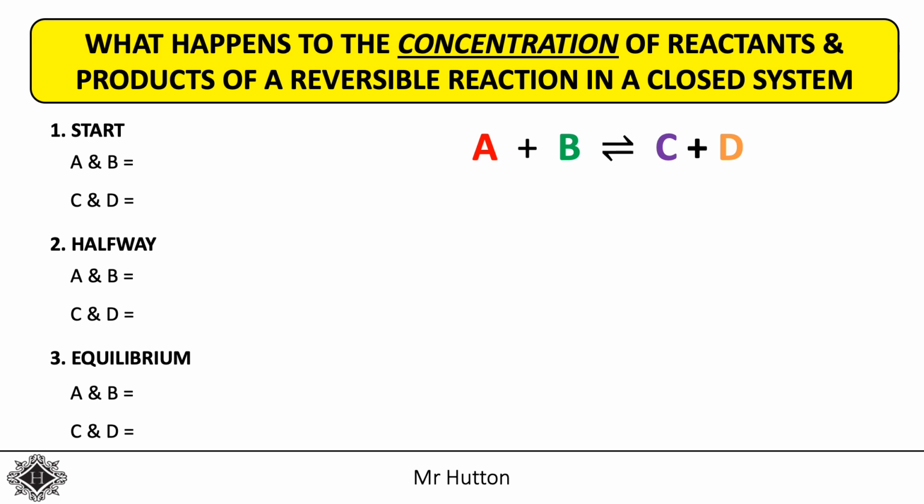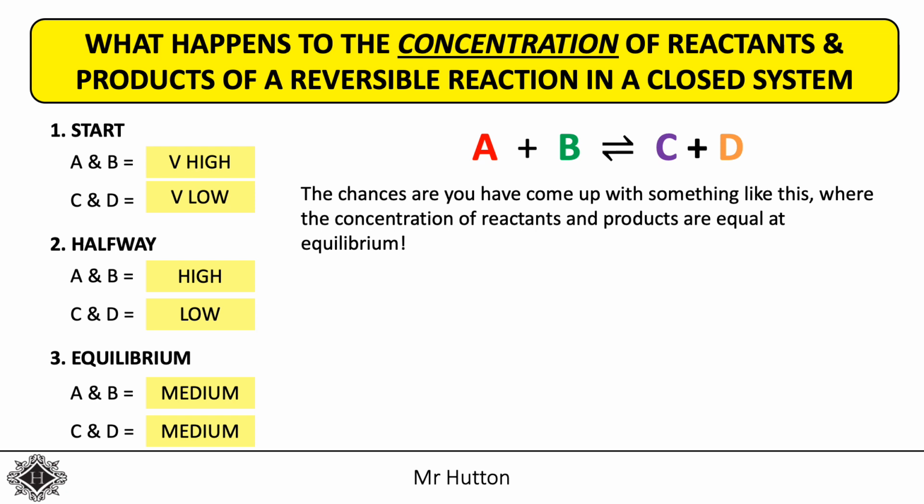So what I want you to do is to come up with what you think the concentrations of A and B and C and D would be at various points of our reversible reaction that's in a closed system.